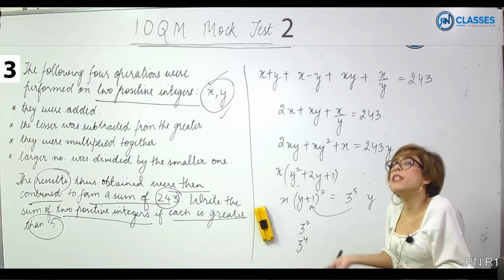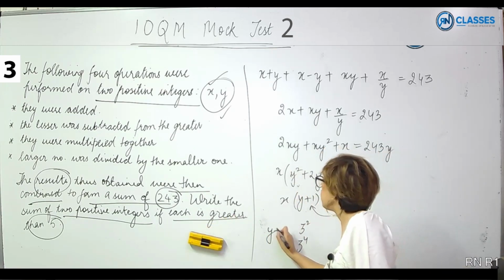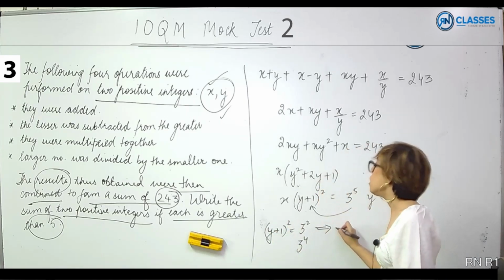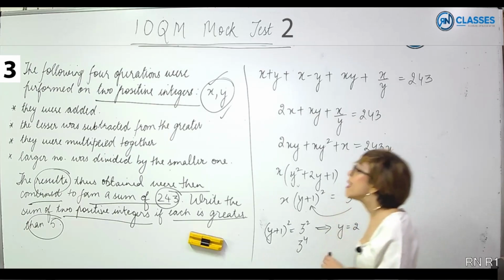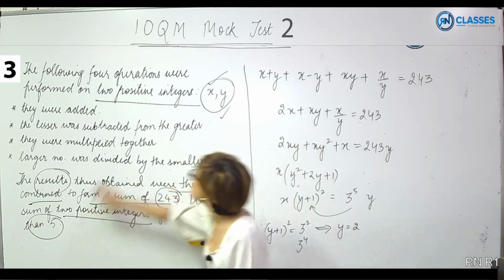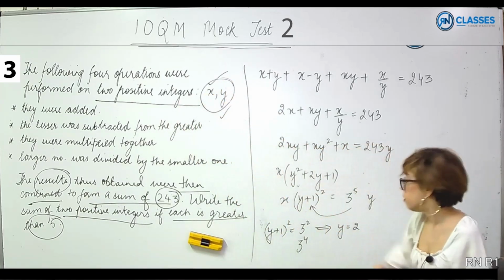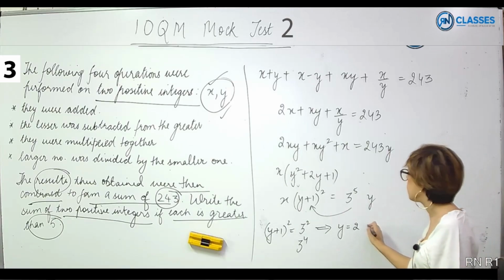So let me take both of these cases. Then y plus 1 whole square is equal to 3 square. From here, I'll get y plus 1 is equal to 3, and I'll get y is equal to 2. Mind it, he says if each is greater than 5, that means y should be greater than 5 as well. Y is just 2, which is obviously less than 5, so rejected.